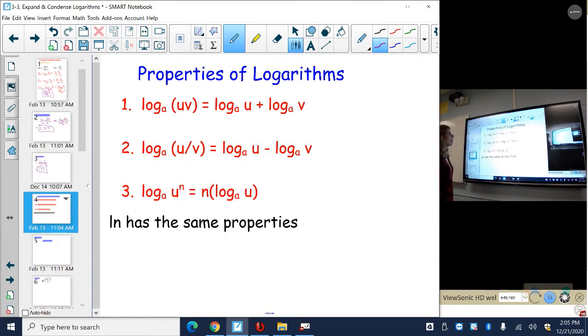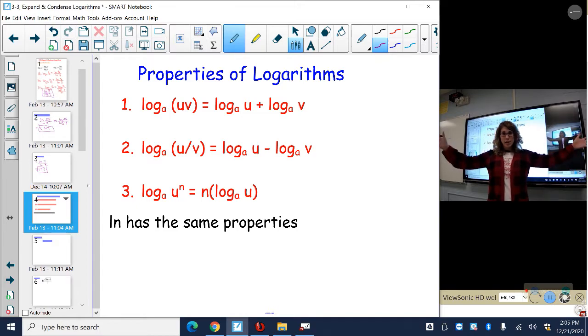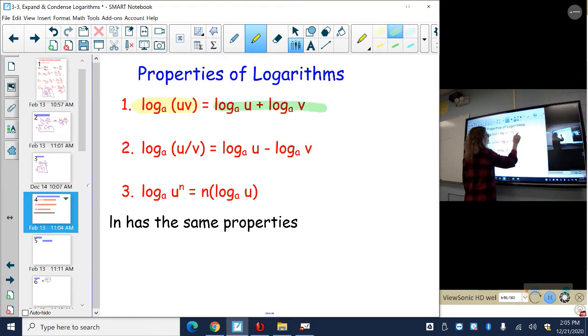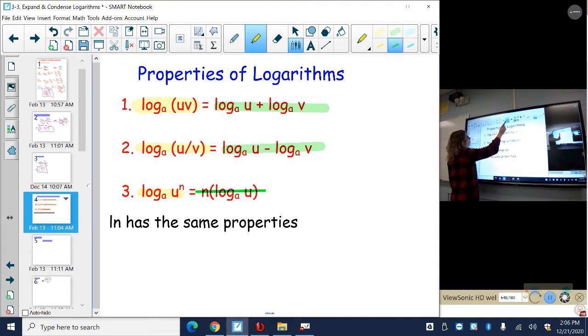Okay? Then we have properties of logarithms. These are the things that allow us to expand, making larger, and condense, making smaller. Okay? So, if I am condensed at log base a of u times v, I can expand that to become log base a of u plus log base a of v. And I can write it as two separate logarithms then. Same thing here. This is the condensed side. This is the expanded side. Condensed side, expanded side. Grabbed the wrong one there, guys.